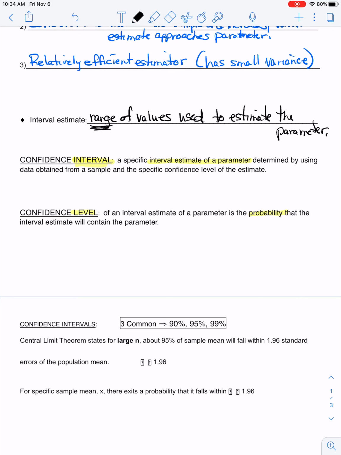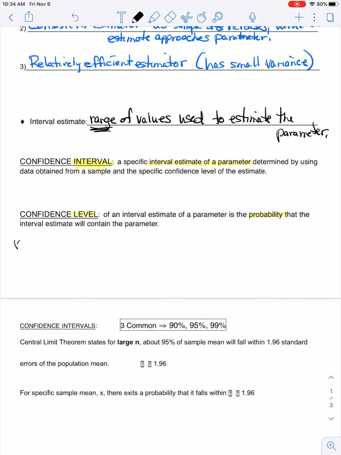A side note here: the more confident you want to be about your estimate, the wider the interval will be, because you want to make sure that your estimated mean falls in that given range.